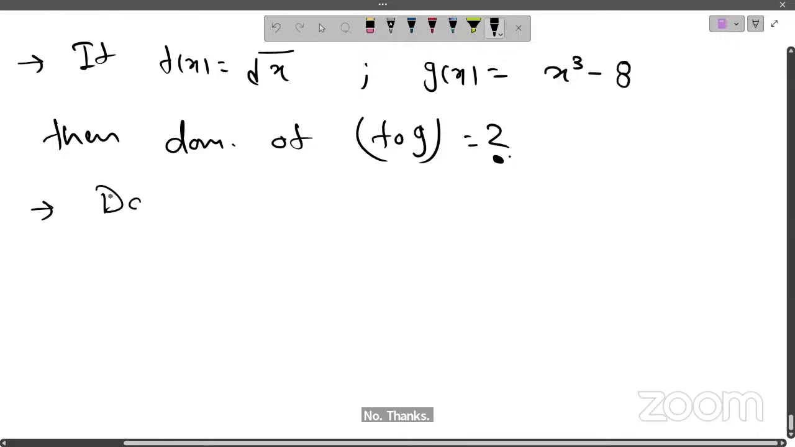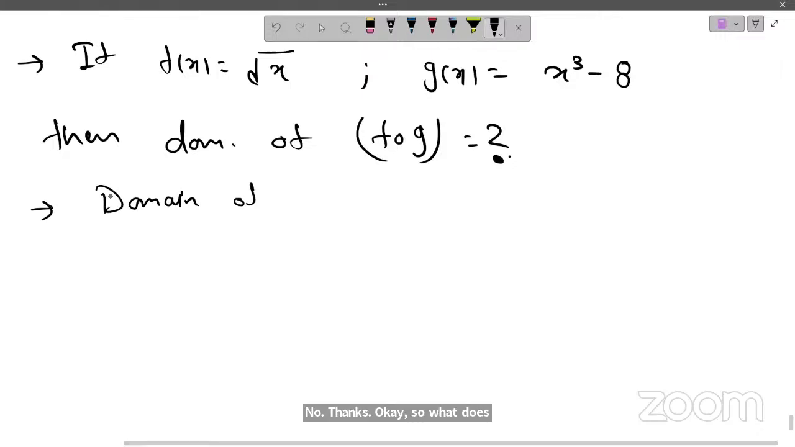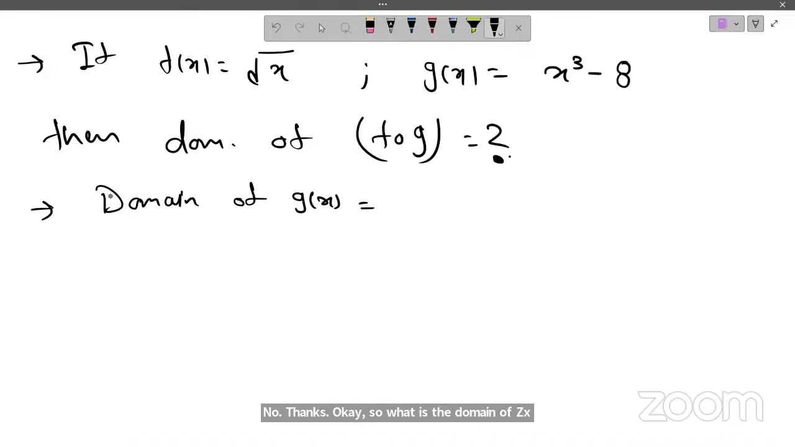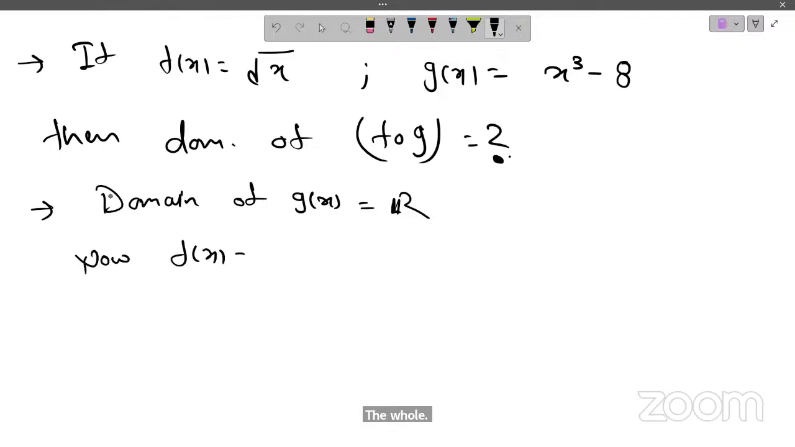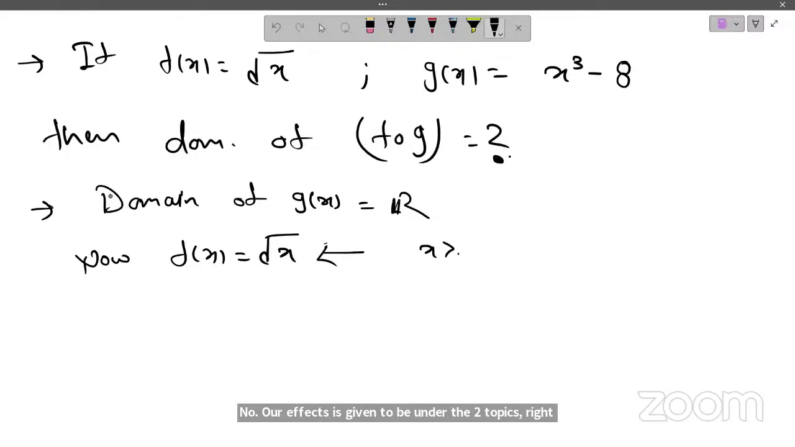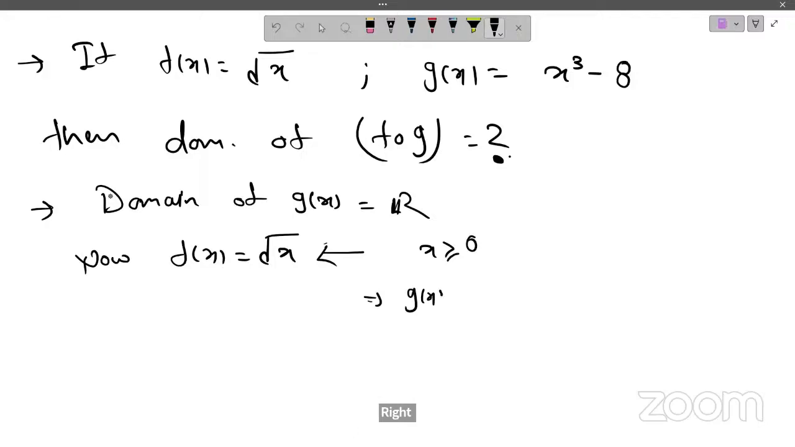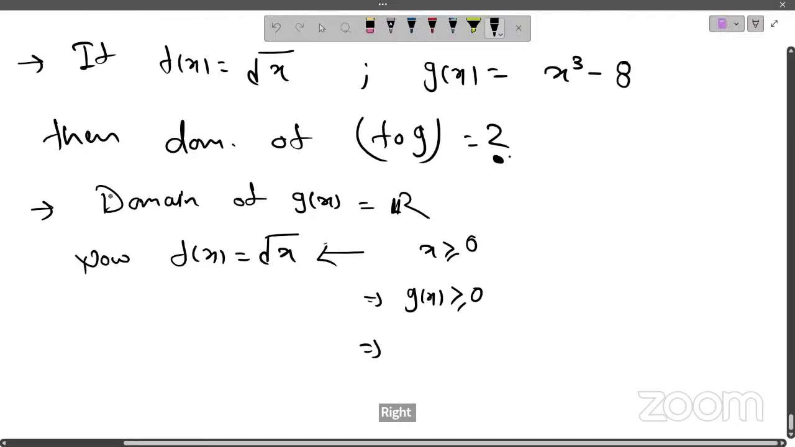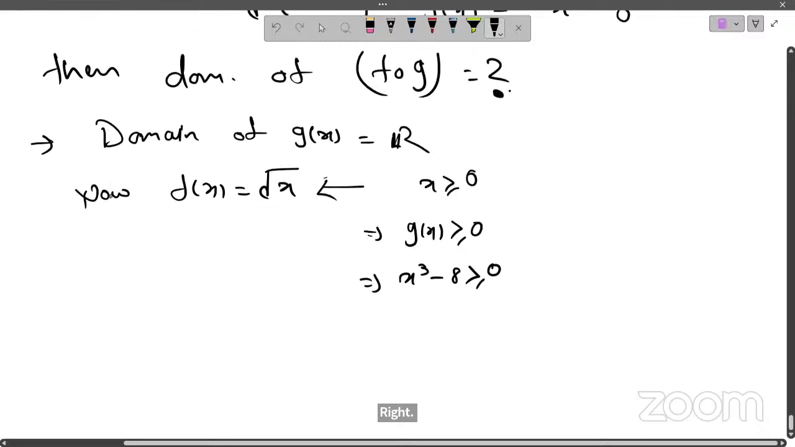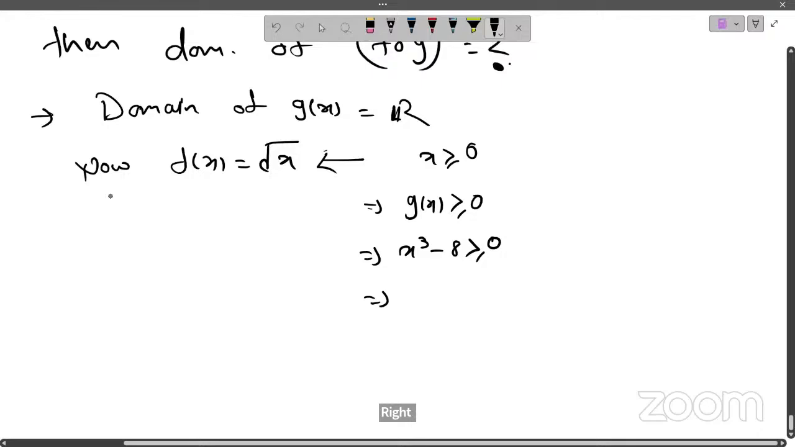Okay, so what is the domain of g of x? R, ma'am, the whole real line, correct? Now, our f of x is given to be under the root of x, right? So for defining f of x, we want x to be greater than or equal to 0, right? So we want our g of x to be greater than or equal to 0. That means we want x cube minus 8 to be greater than or equal to 0. So our x cube should be greater than or equal to 8.